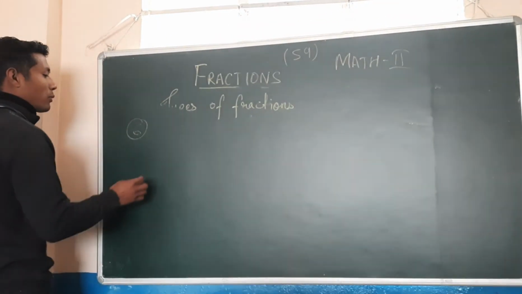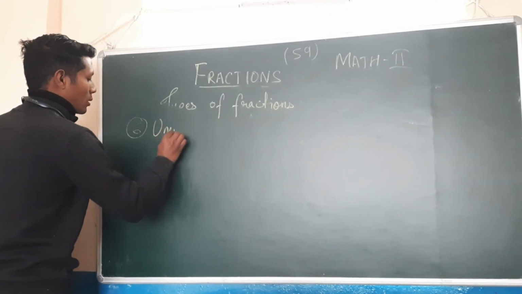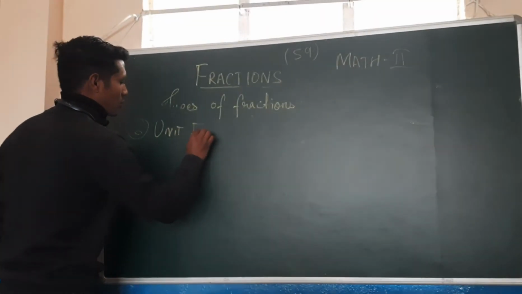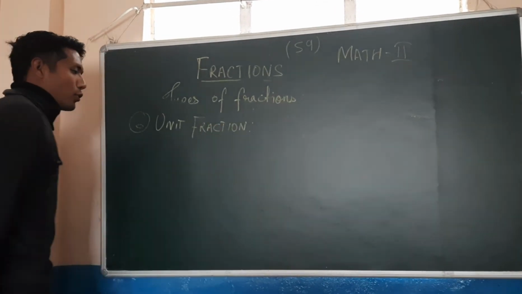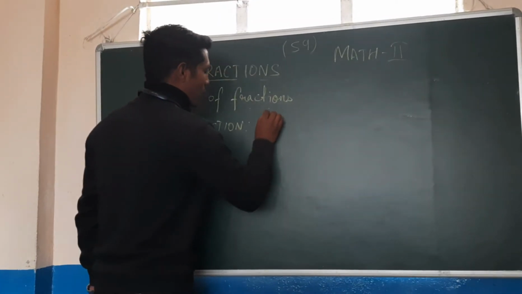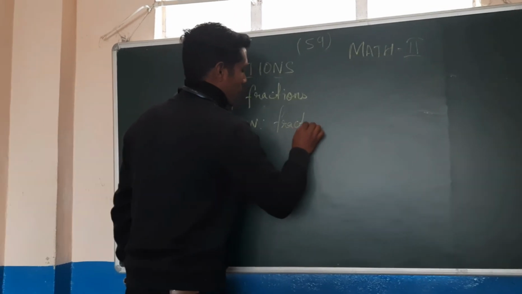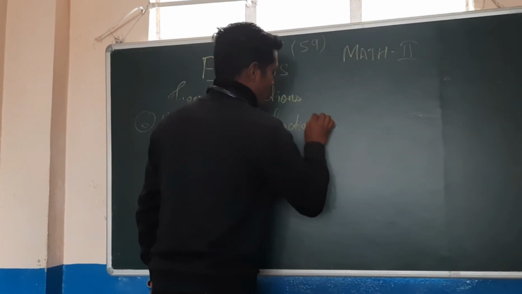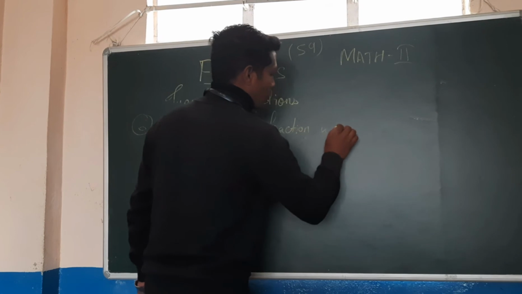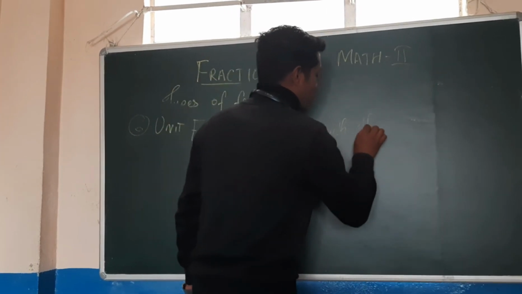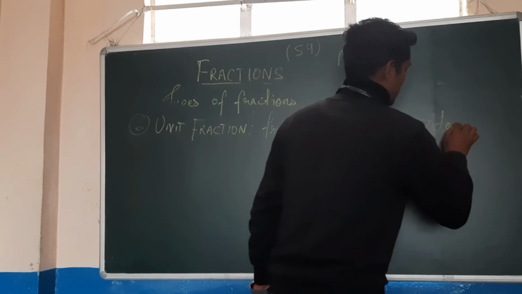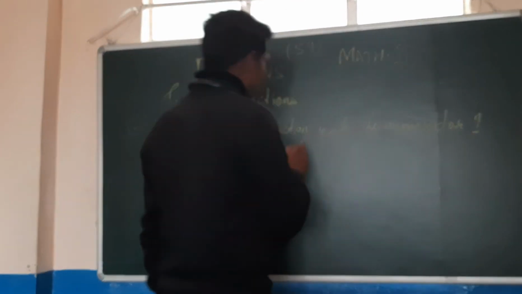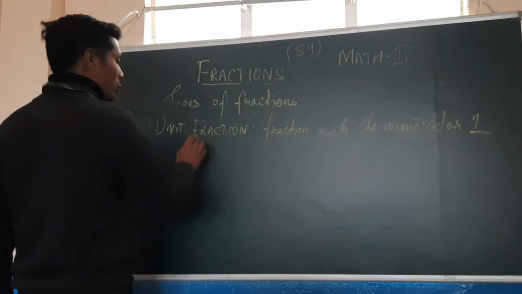The next type of fractions is unit fraction. What are unit fractions? Unit fractions are those fractions with the numerator 1. All the fractions whose numerator is 1, they are known as unit fractions.